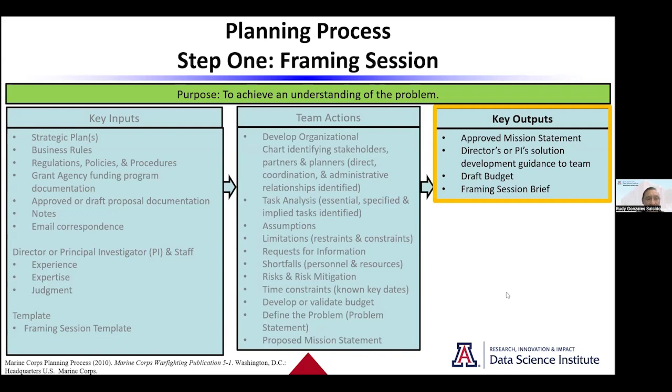So then the key outputs. When you get done with this process, you should have an approved mission statement. Your director, your PI, or maybe even your program manager will probably develop, or should be developing, some kind of guidance to the team moving forward as they start to look at a solution. So this is that input into the next step. And then if a budget was something that you looked at, even in draft form, you should be coming out of here with at least a draft budget, and then that framing session brief that you're going to be able to provide to the entire team, to put everybody on the same page. After all those discussions are being had, you bring it all onto one document, and then you bring everybody in and literally put everybody on the same page.